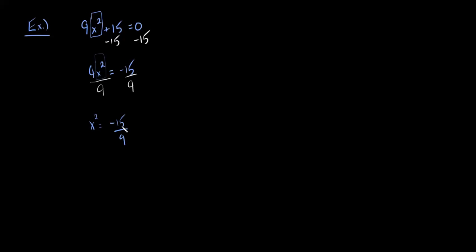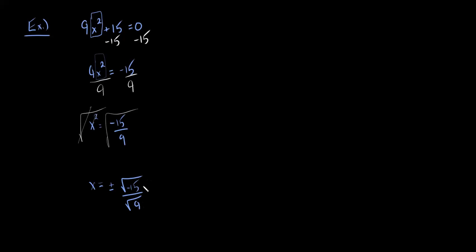Okay, little tangent. But now we have x squared completely isolated. So now we can take the square root of each side. And once again, when we square root a square, those cancel out. So we get x is equal to plus or minus the square root of negative 15 over 9.